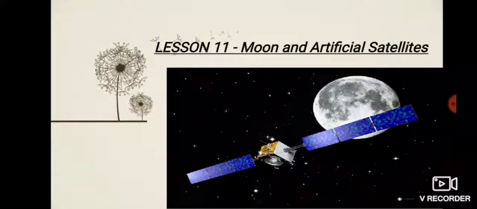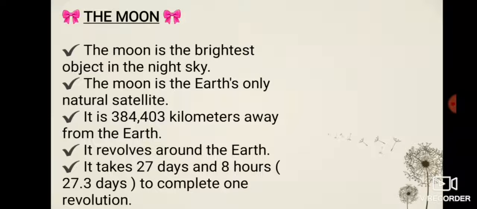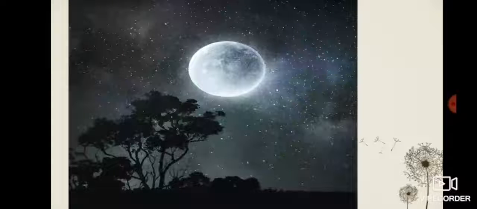Lesson 11, Moon and Artificial Satellites. So now in this lesson we will discuss what is moon and what are called artificial satellites. The moon. The moon is Earth's only natural satellite, which is 3,84,403 kilometers away from the Earth. It is revolving around the Earth, which takes 27 days and 8 hours to complete one revolution.